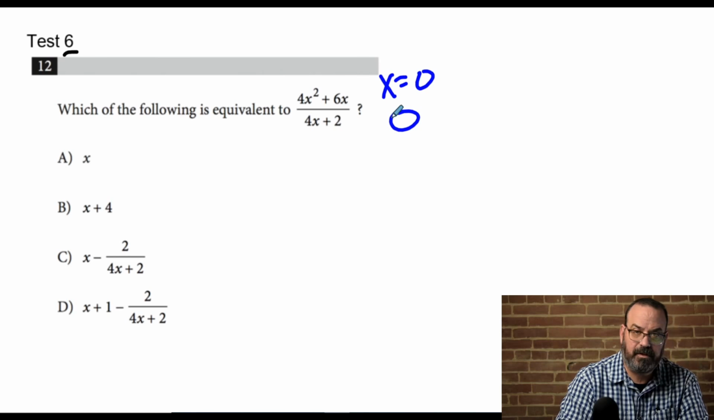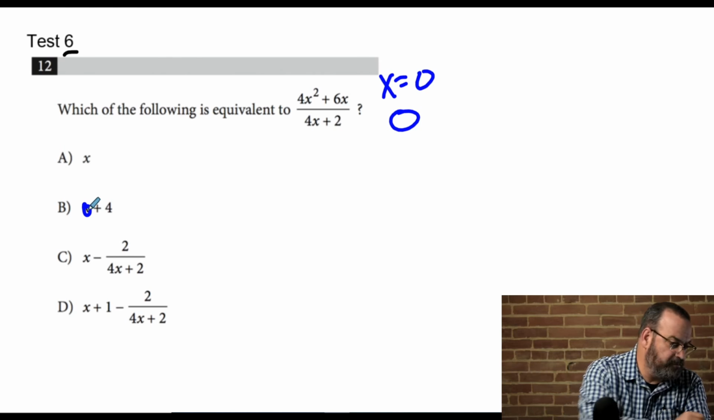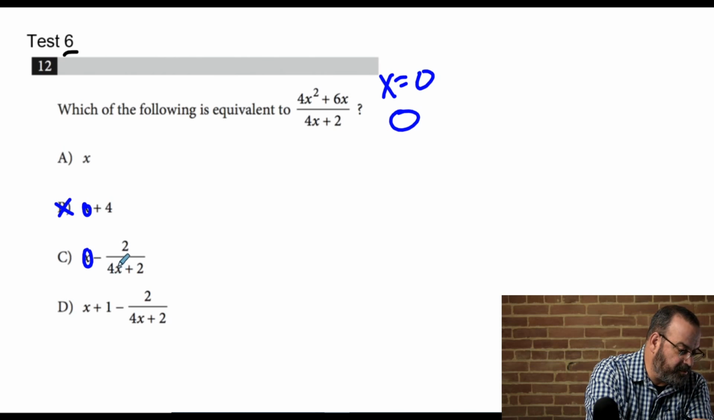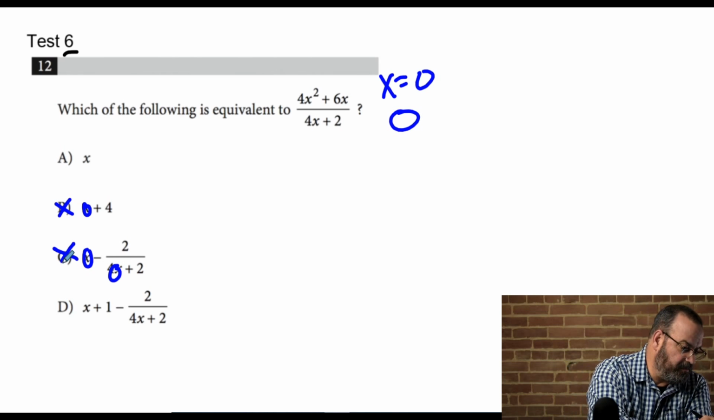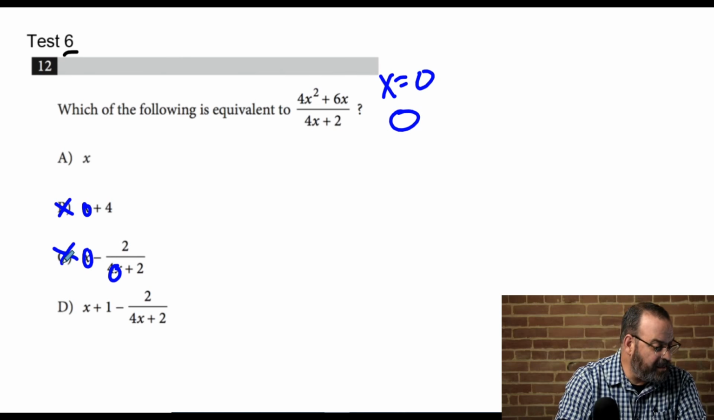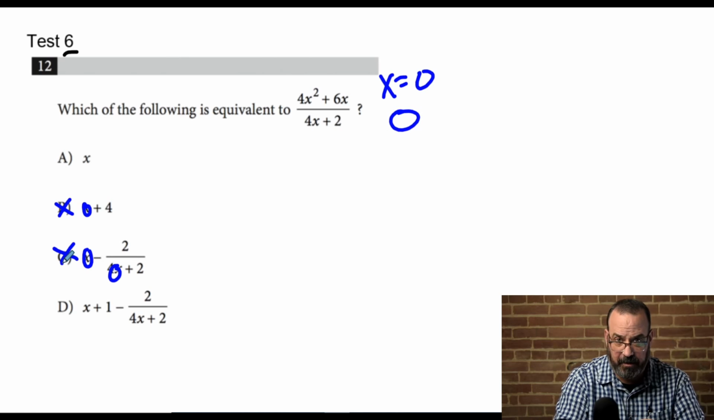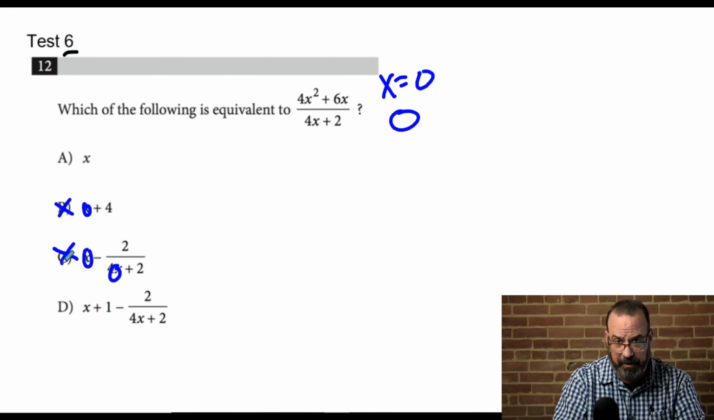Well, looking at the answer choices, is 0 plus 4 equal to 0? No. Is 0 minus 2 over 2 equal to 0? No. A and D both give me 0. I won't show you how because I'm going to do this next. And that is x equals 0 is equal to 0. Correct. Students jump on this right away. But x plus 1 minus 2 over 2 is also equal to 0.